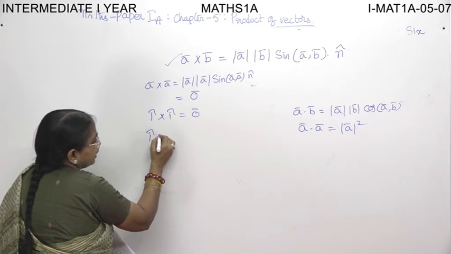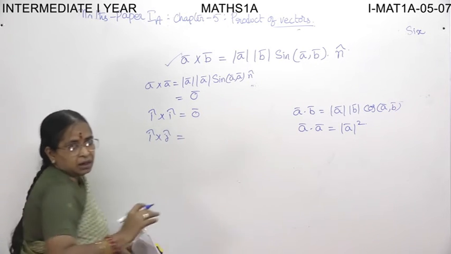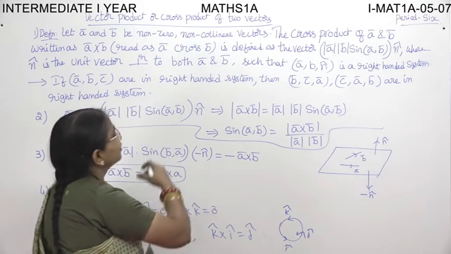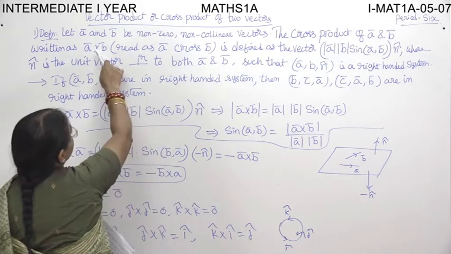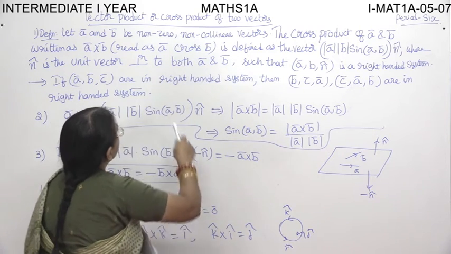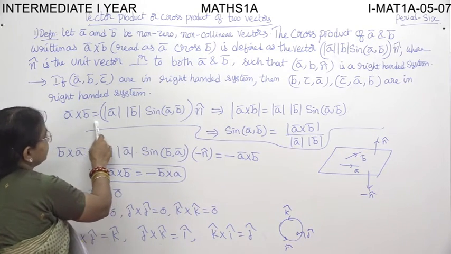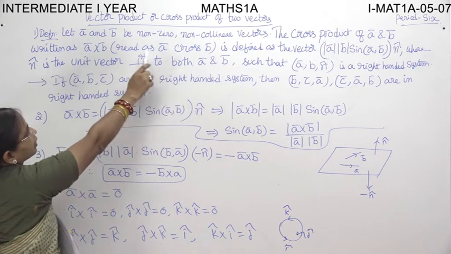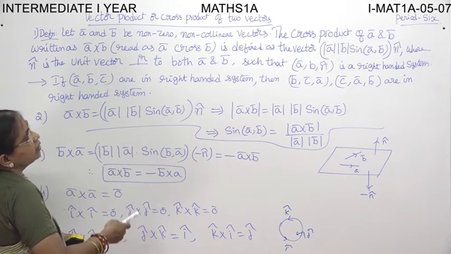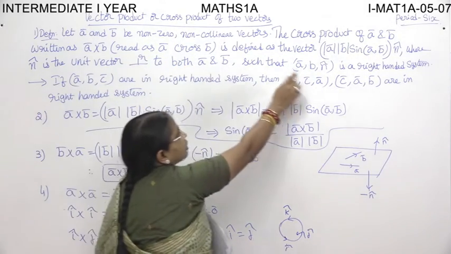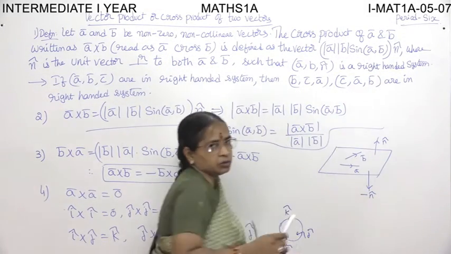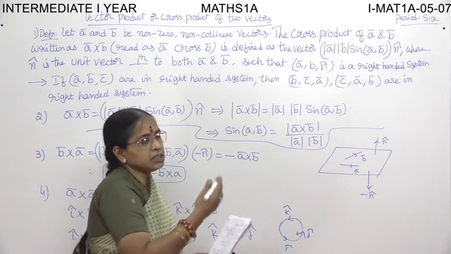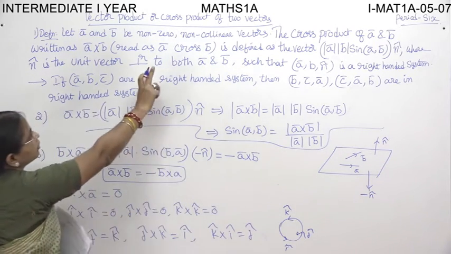Next is I cross J. We were discussing the vector product of two vectors. So A and B are two non-zero vectors. Then A cross B is defined as mod A into mod B into sine of the angle. A and B are two non-zero, non-collinear vectors, because if the vectors are collinear, then what happens? The angle between them becomes 0, when the vectors are in the same line. So sine 0 becomes 0. So they should be non-collinear vectors.